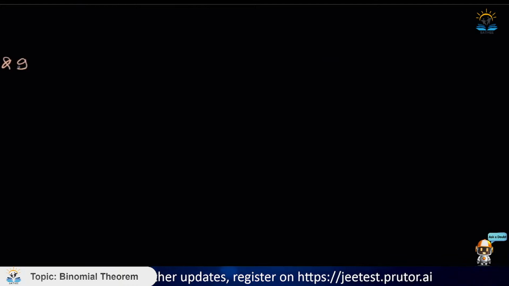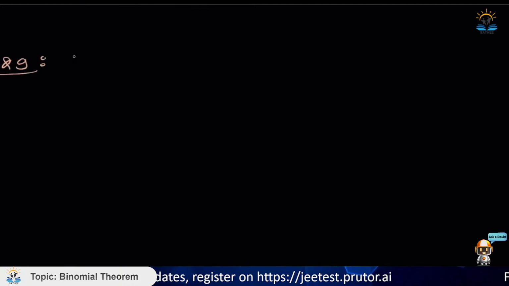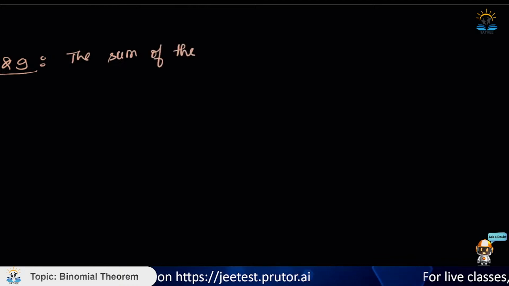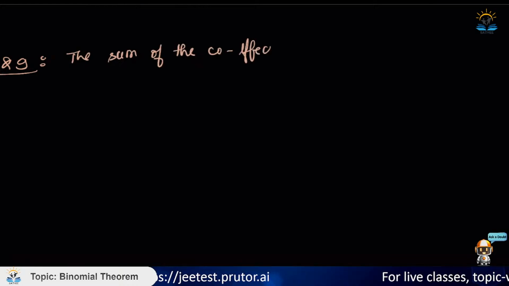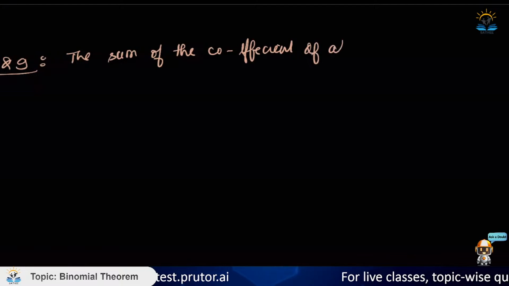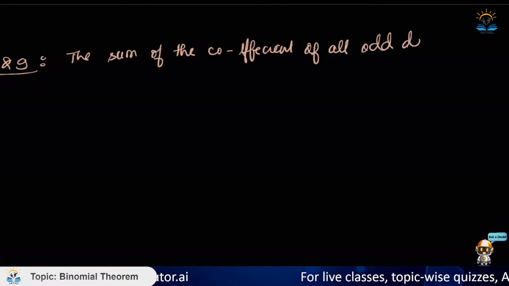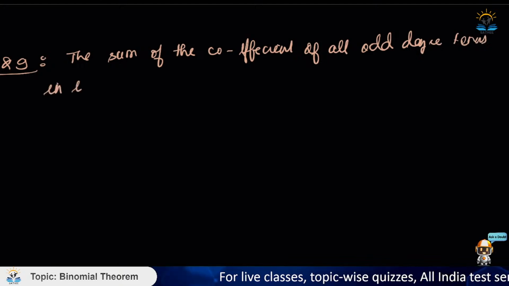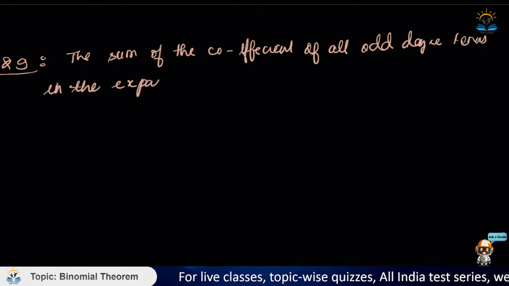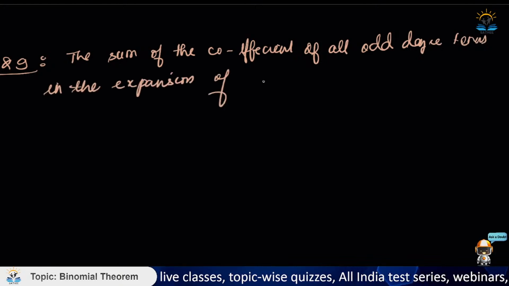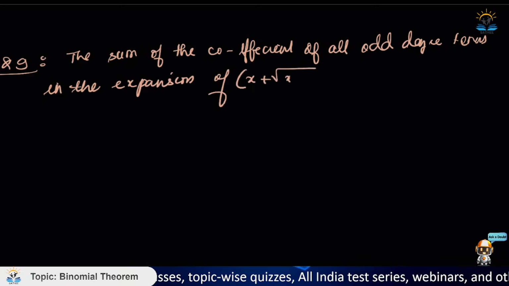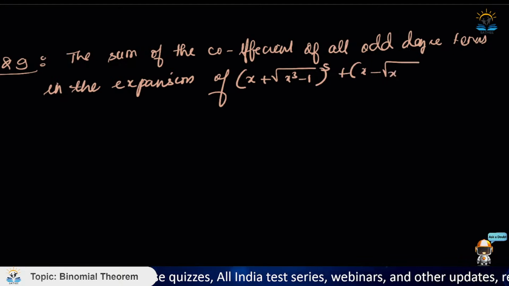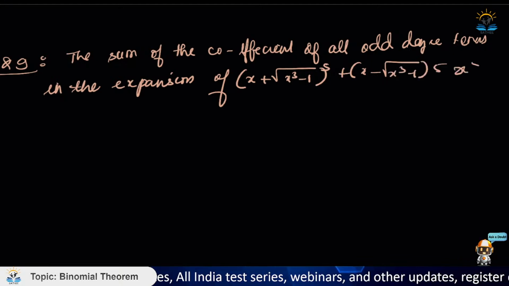So now question number 9. What is this question number 9? The sum of the coefficients of all odd degree terms in the expansion of (x plus root of x cube minus 1) whole to the power 5 plus (x minus root of x cube minus 1) whole to the power 5, where x is greater than 1.